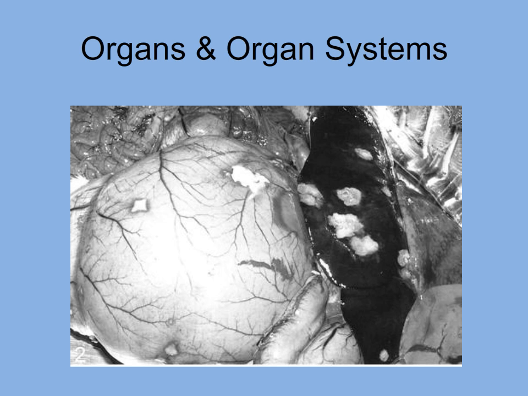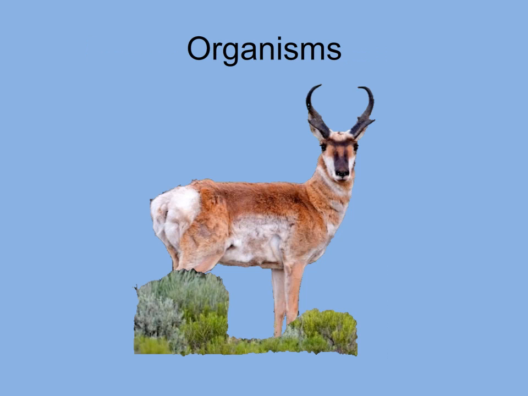Now, organs perform certain functions for living organisms and are composed of tissues. The stomach, liver, intestines, and other organs are part of the digestive system. Multicellular organisms, such as this pronghorn, rely on their various organ systems to maintain homeostasis and keep them alive.